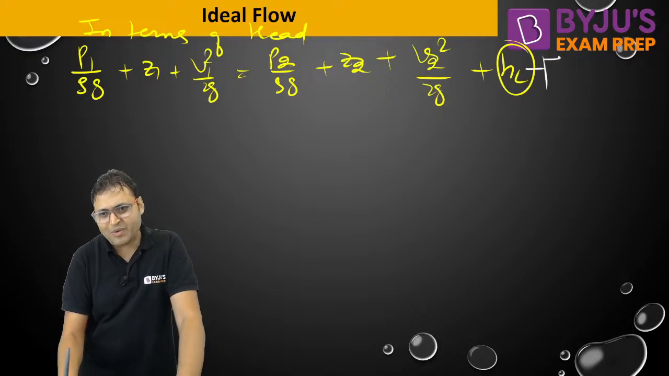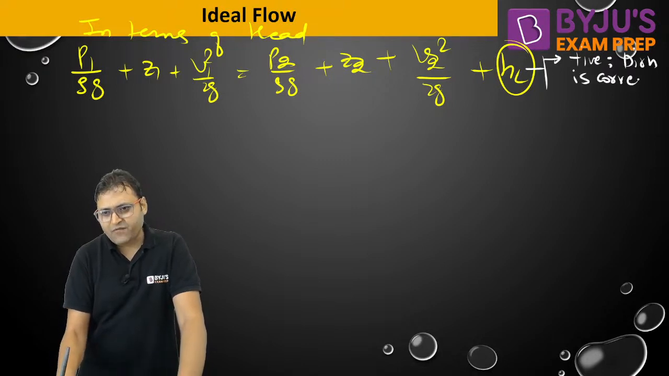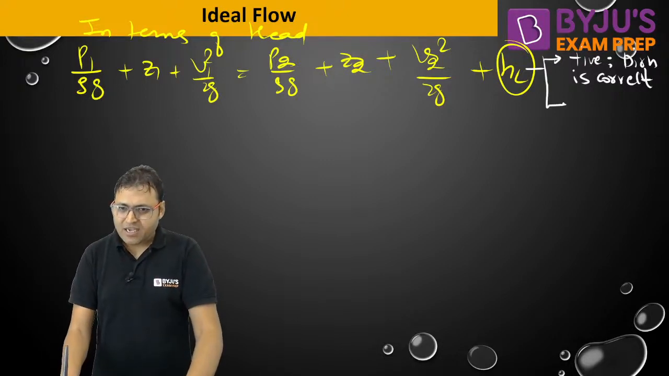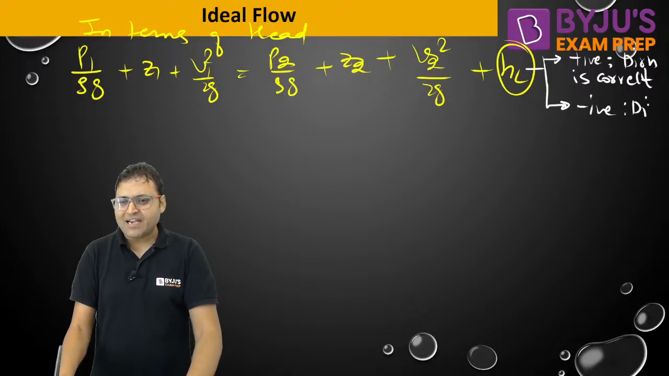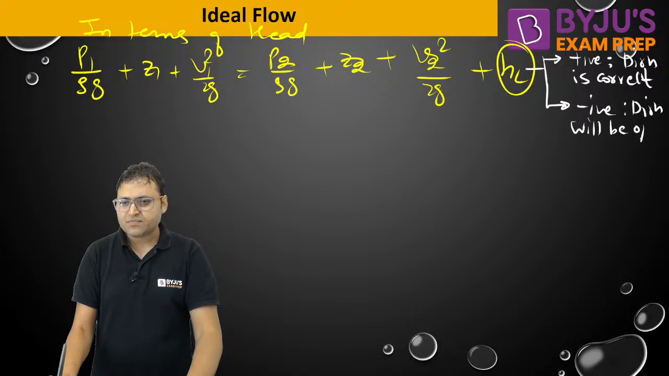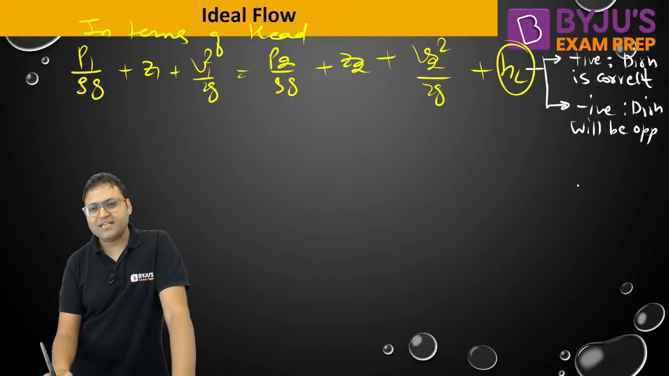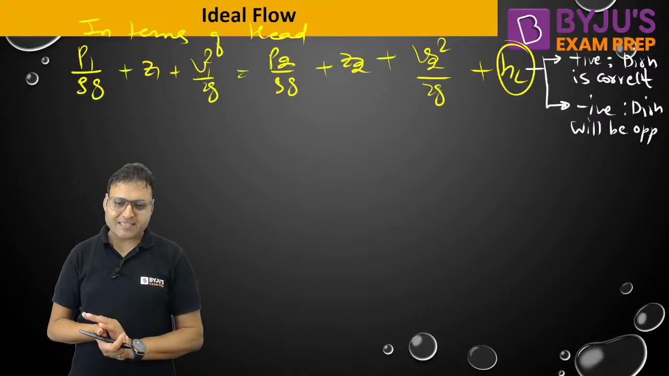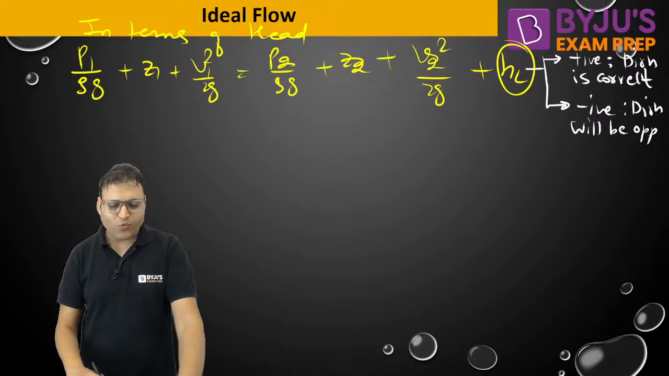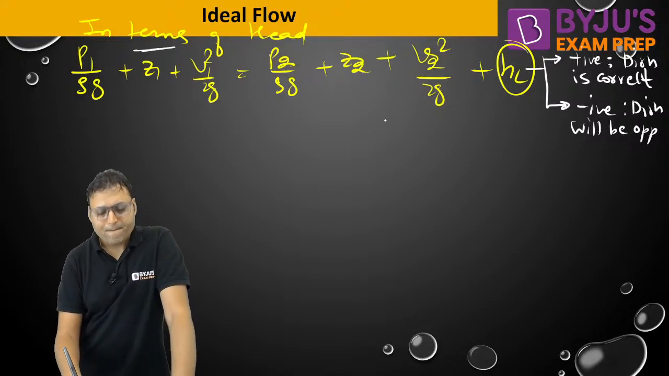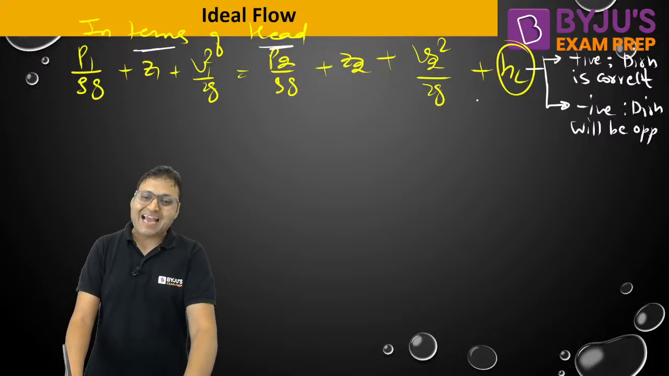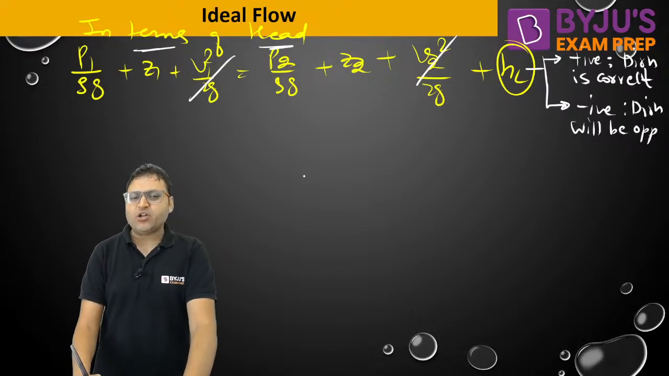Now, listen very carefully. If we get HL to be positive, then our direction is correct. If we get the negative value of HL, then the direction will be opposite, from 2 to 1. The magnitude of HL will not change; it will remain the same. It will only be the direction which will be based on the sign of HL. V1 is equal to V2 from the continuity equation.